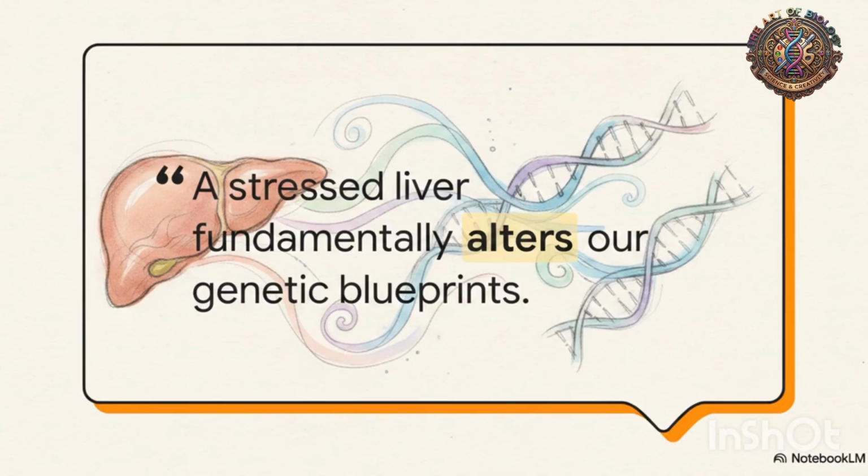The illusion that our organs act in isolation is shattered when a stressed liver fundamentally alters our genetic blueprints. The biology makes it absolutely undeniable, guys. Systemic bodily health and our most fundamental cellular integrity are intimately, permanently bound together.